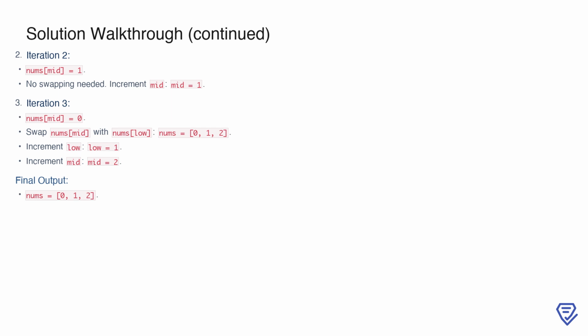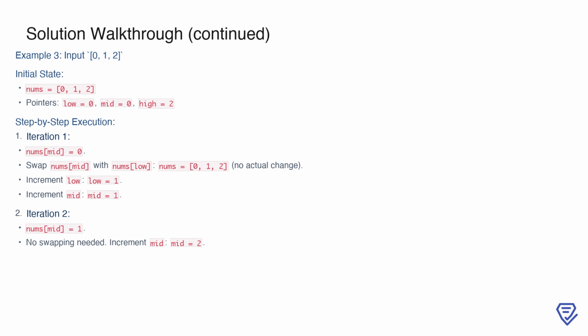In the second iteration, the value at mid is now 1, which is already in the correct position. Therefore, no swaps are needed, and we simply increment mid to 1. Next, in the third iteration, nums[mid] is 0, which belongs at the beginning of the array. We swap nums[mid] with nums[low], resulting in the array 0, 1, 2. Both low and mid are incremented to 1 and 2, respectively, completing the sorting process. The final sorted array for this example is 0, 1, 2.